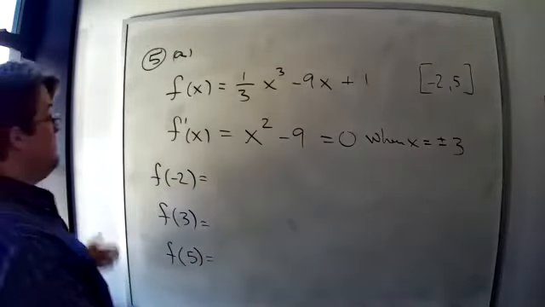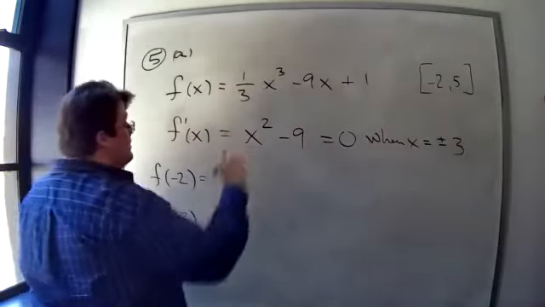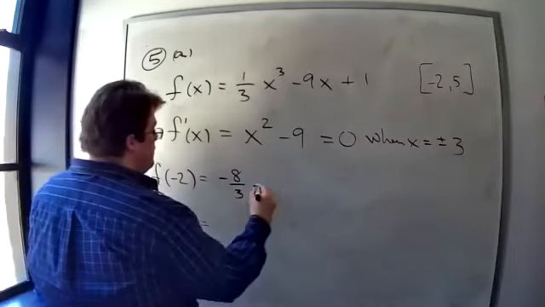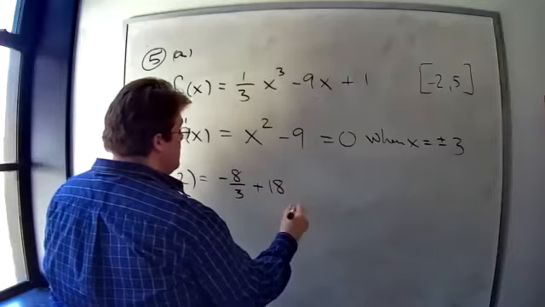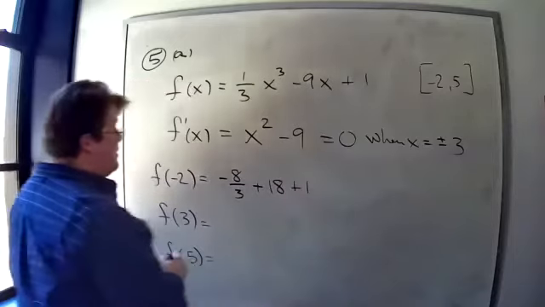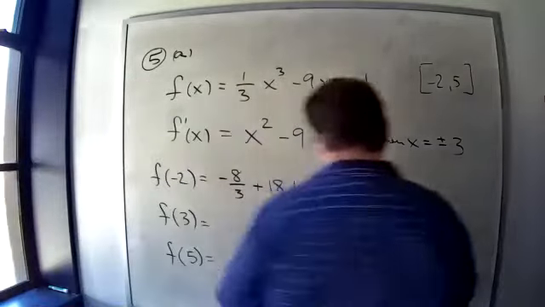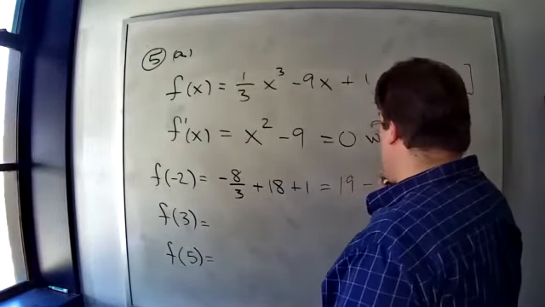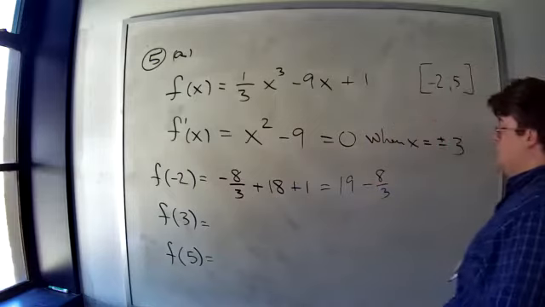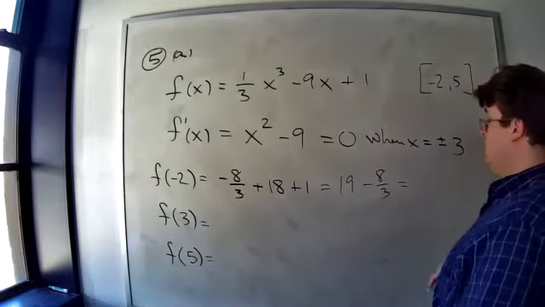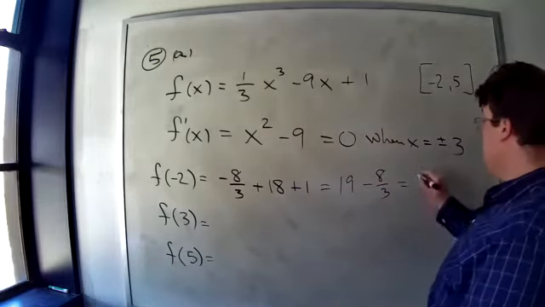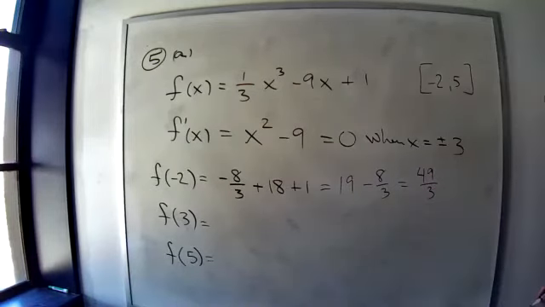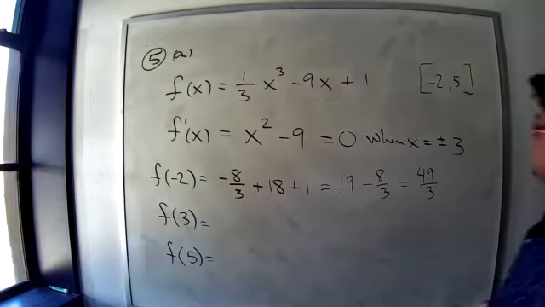So let's do that. At -2, we get what? -8 thirds plus 18 plus 1. What is that? 49 thirds? -8 thirds, so it's 19 minus 8 thirds. 19 is 57 thirds. 57 minus 8 is 49. So we have 49 thirds. Well, we need the other values.